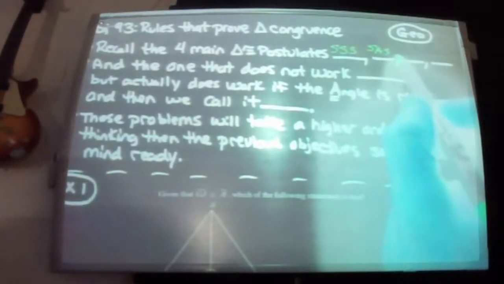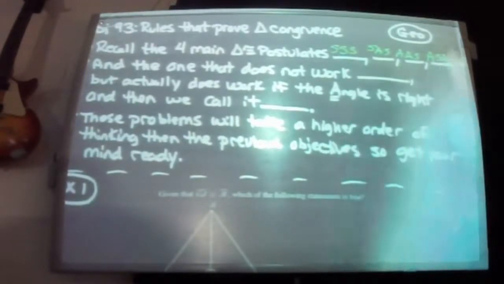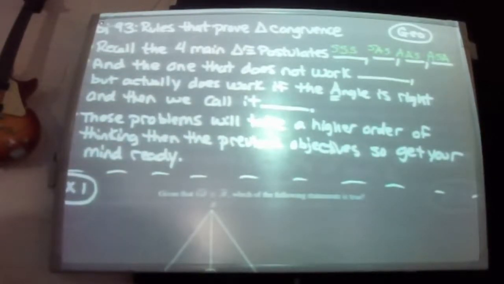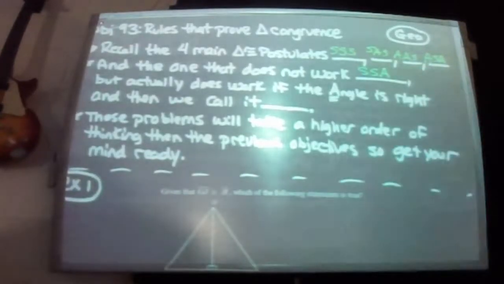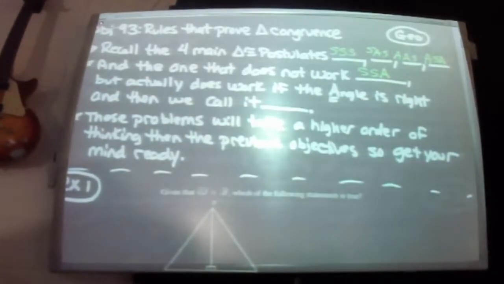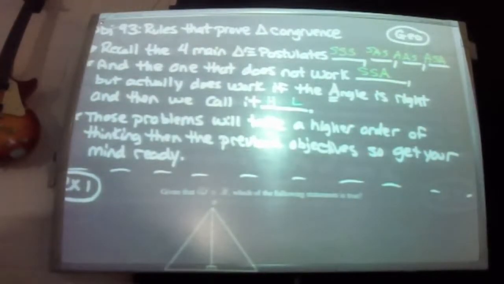Next one. ASA. And put a Z in there. ASA. Alright, so those. Remember the one that did not work? Yeah. No, SSA didn't work. That's not one. If you have an angle and a side, and an angle that's not between the sides, then it wouldn't work. But if that angle happens to be right, so you got angle, side, side, and it's right, hey, that is actually going to work. We will call it HL. HL for hypotenuse and leg.